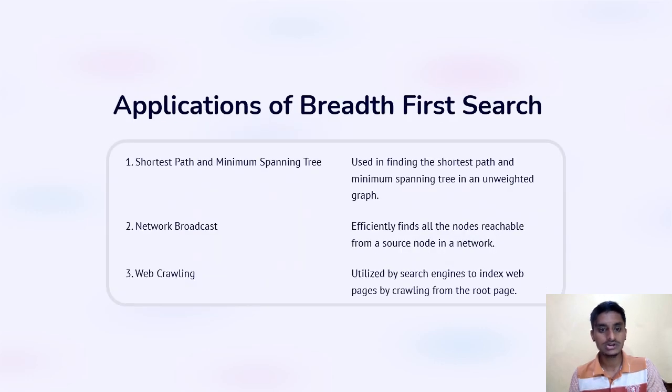And the next one is the applications of breadth first search. First one is the shortest path and the minimum spanning tree. Under this, we use it for finding the shortest path and the minimum spanning tree in an unweighted graph. Second one is network broadcast, efficiently finding all the nodes reachable from a source node in a network. Third one is web crawling, utilized by search engines to index web pages, crawling from the root page. The applications of BFS are shortest path, minimum spanning tree, network broadcast, and web crawling.